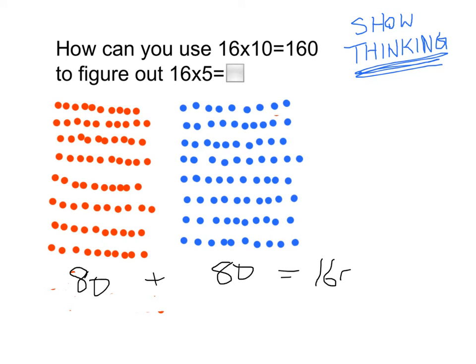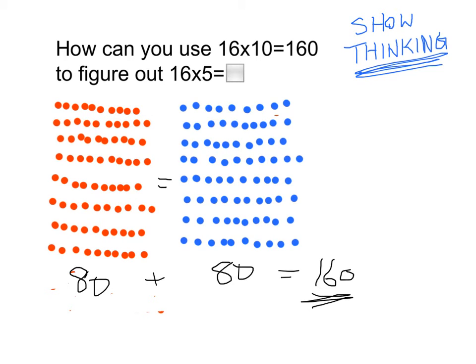160. 160. So here's my hypothesis. We just did science today, hypothesis. Here's my theory, my hypothesis. My hypothesis is that anytime you multiply something by 5, all you need to do to figure out the answer is figure out what half of it is. Yeah, that's what I did. Okay, well, let's explain this. I'm going to show my thinking. I can show that this group is equal to this group.